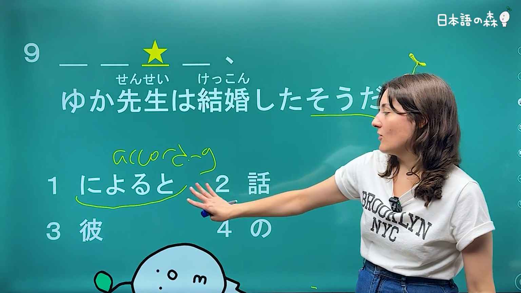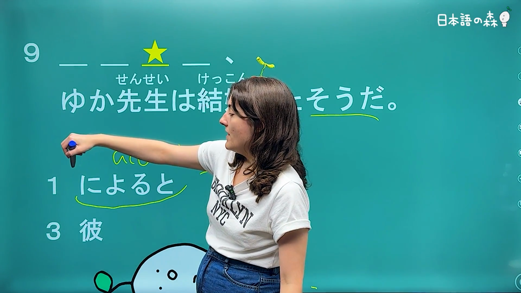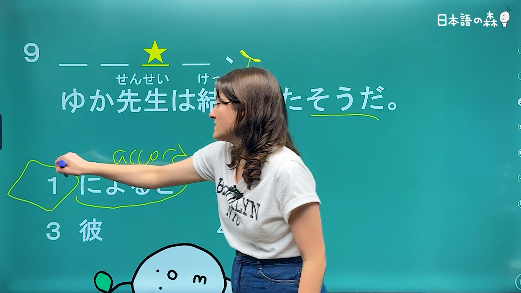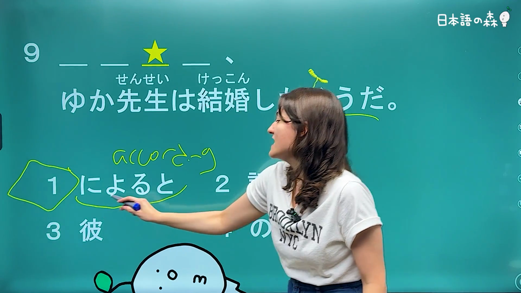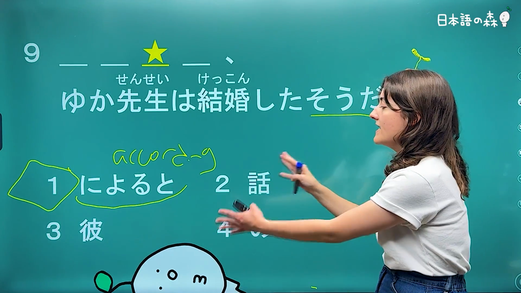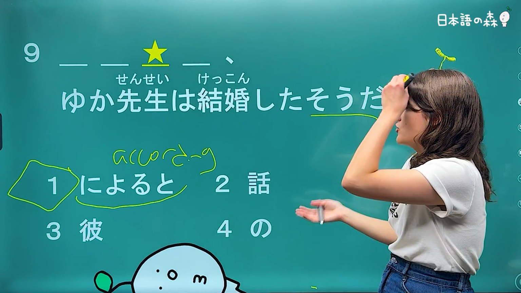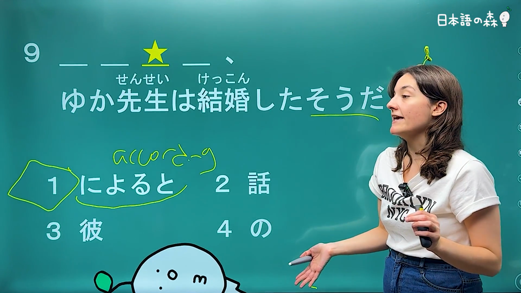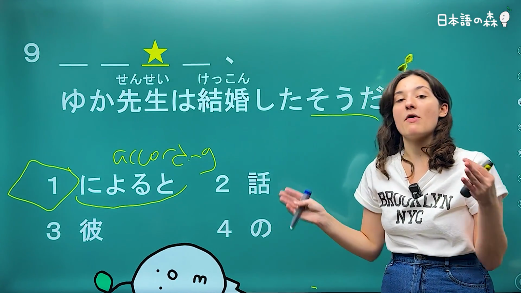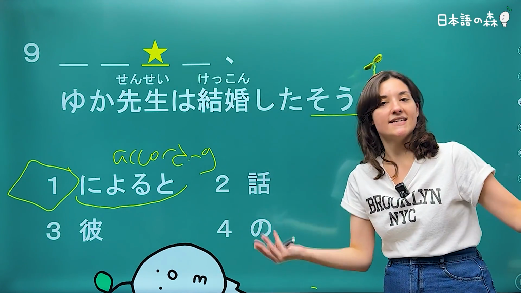So ni yoru to. And by the way, the thing that is your source comes before ni. So it'll be source ni yoru to. And then what comes after to is the thing that they said. And then here we have hanashi. So that means story, but it can also mean the thing someone said, or the thing someone told me, or the thing they want to tell me, right?